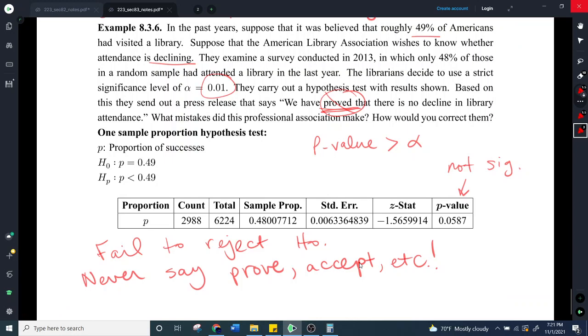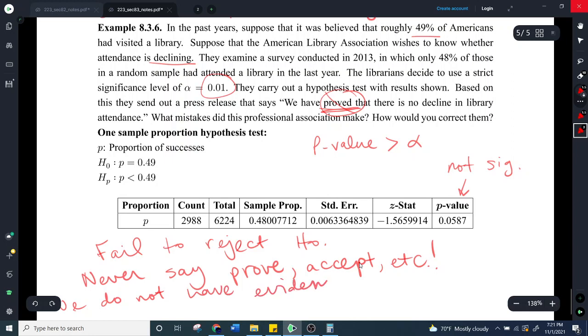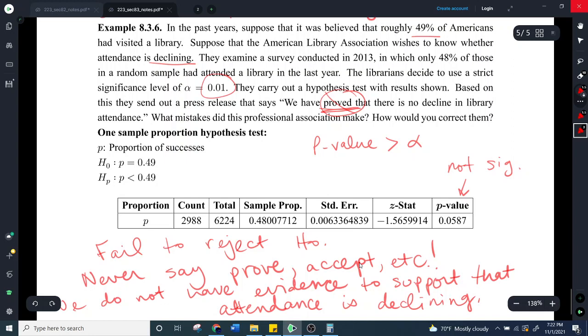They could have said, we do not have evidence to support the alternative, which is that attendance is declining. So we do not have evidence to support that attendance at the library is declining. We can say, based on this survey, we don't have evidence that the attendance has declined below that 49% number. And that's really all we can say there, is that we just don't have evidence to support that the attendance is actually declining.